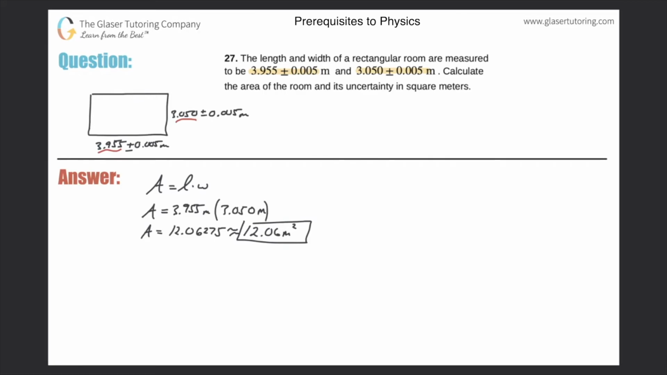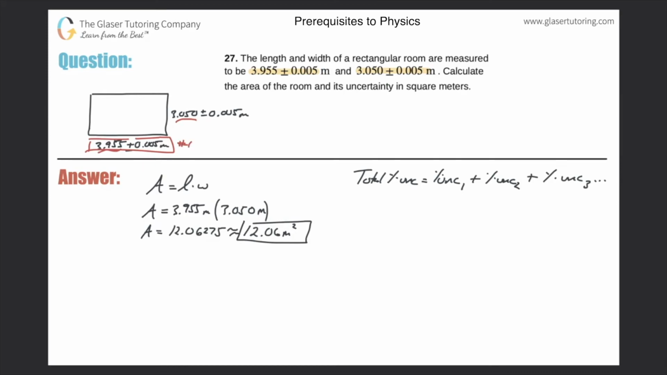So the formula is this. The total percent uncertainty is equal to the percent uncertainty of the first measurement plus the percent uncertainty of the second measurement plus the percent uncertainty of the third measurement, etc. We only have 2 measurements in this problem, so we only need 2. Let's call the length the first measurement. This will be number 1.